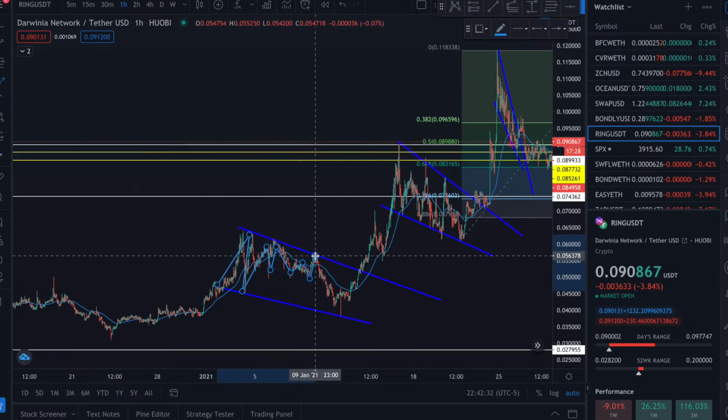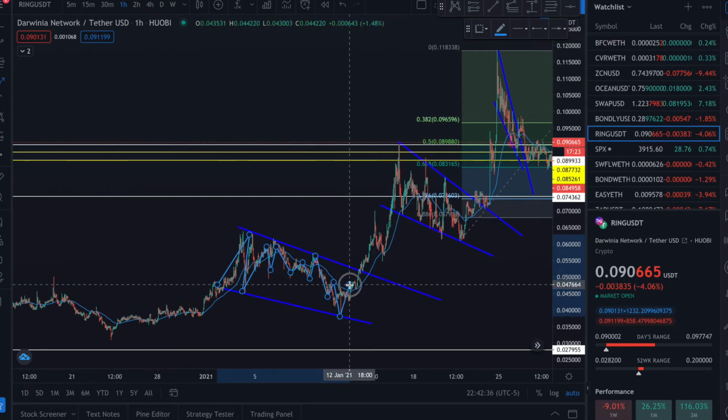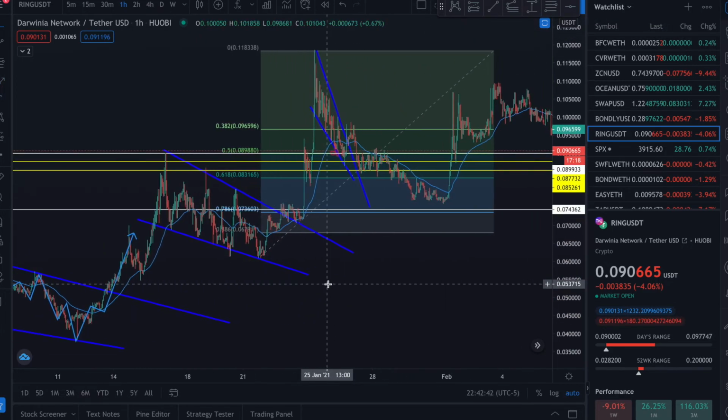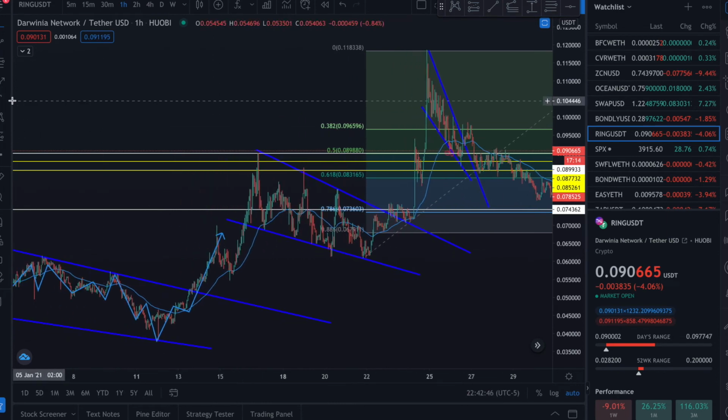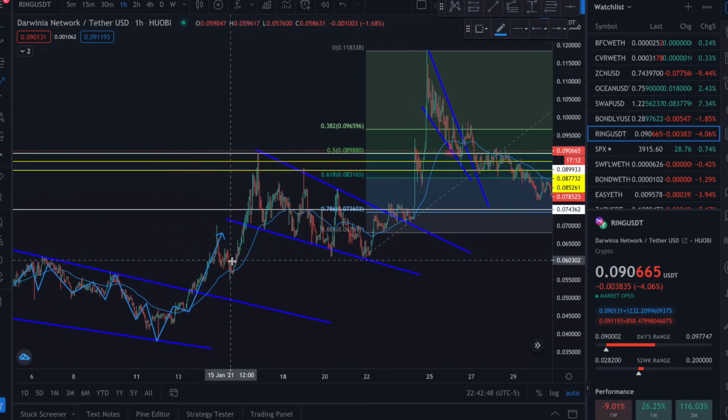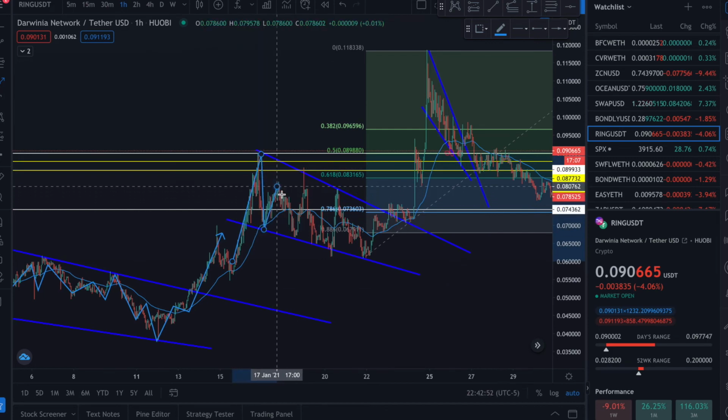Okay. Broke down. Support line caught it, and then finally busted out. All right. Second one, you see it move right into another channel. So if you're long Darwinia, you know what to look for. All right. Moved in this motion.